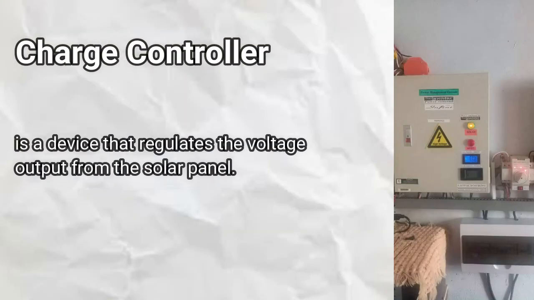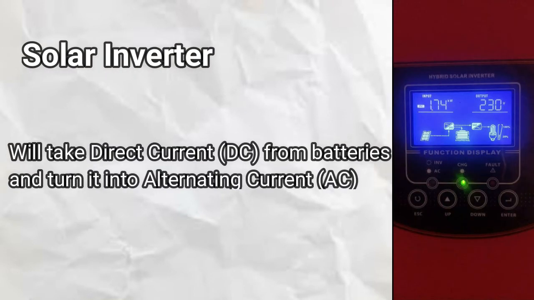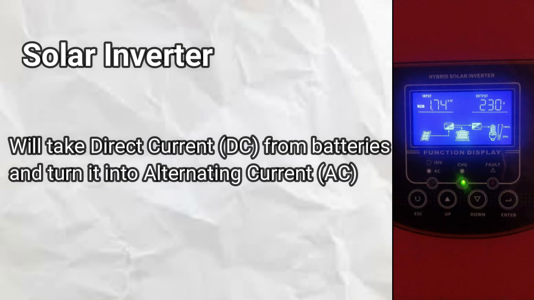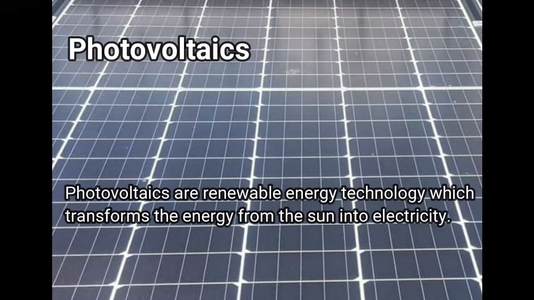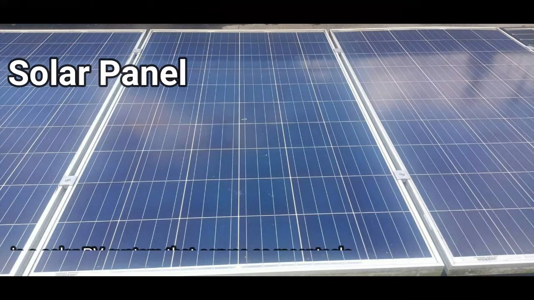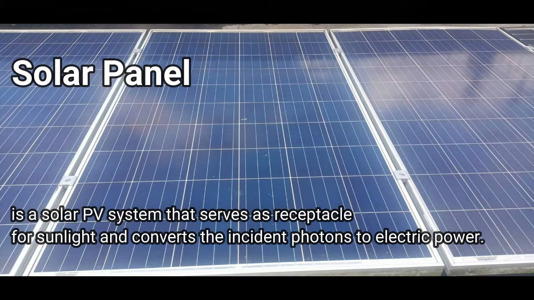A charge controller is a device that regulates the voltage output from the solar panel. A solar inverter will take the direct current from batteries and turn it into alternating current. Photovoltaics are a renewable energy technology which transforms the energy from the sun into electricity. A solar panel is a solar PV system that serves as a receptacle for sunlight and converts the incident photons to electric power.